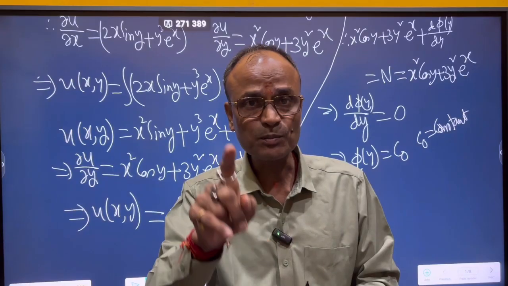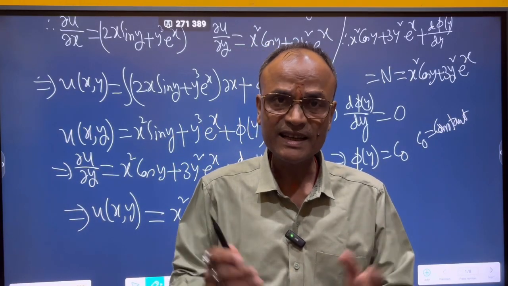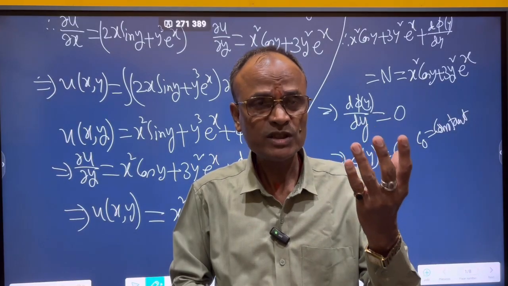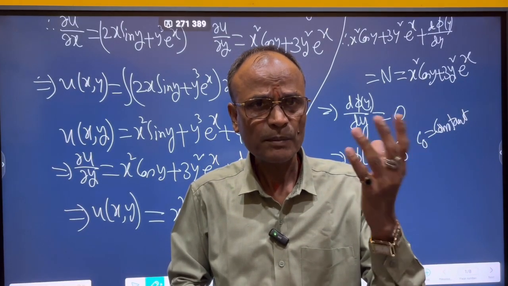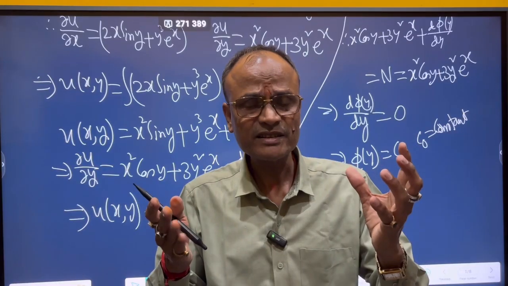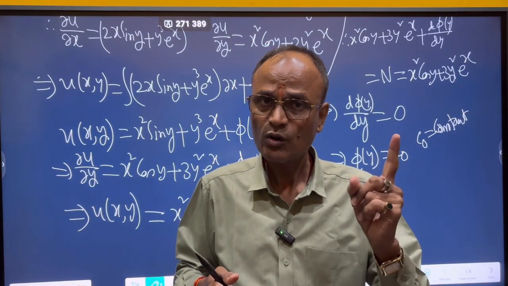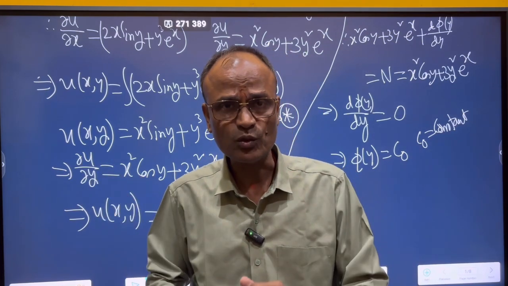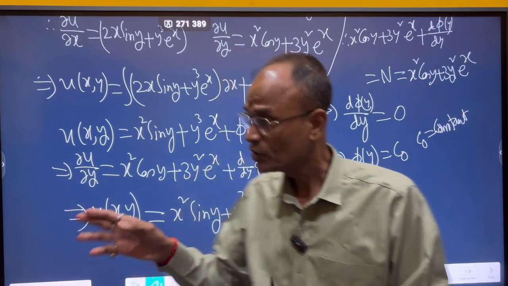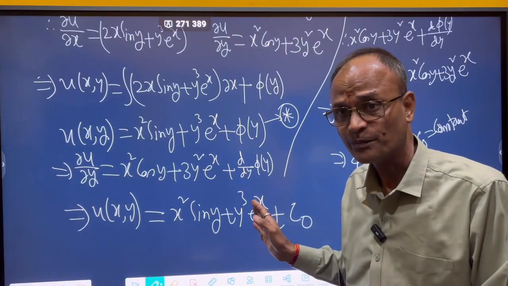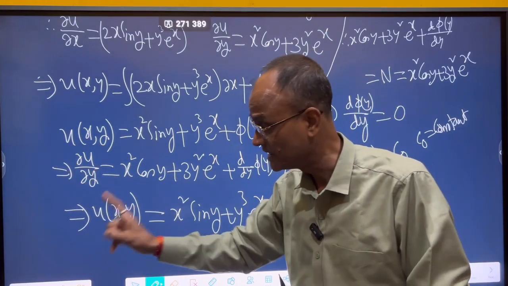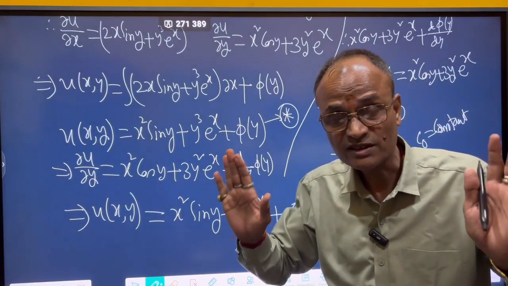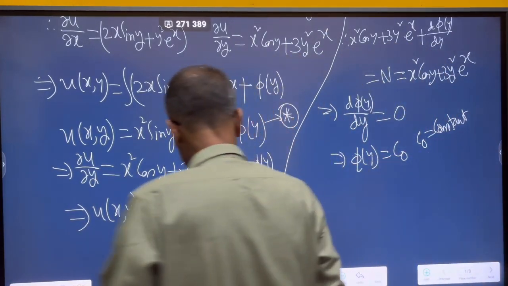Means M dx plus N dy equal to 0 is an exact differential equation. Means we can find a function u of x, y such that M dx plus N dy is equal to du. This means that du equal to 0. M dx plus N dy equal to 0 means du equal to 0. Means u is equal to constant. u is equal to constant is the solution of the differential equation.